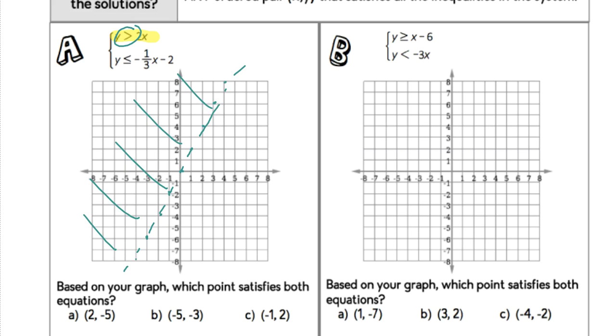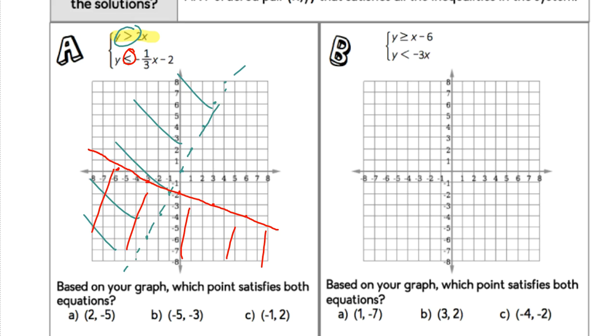The second inequality is y is less than or equal to negative 1/3 x minus 2. So it starts at minus 2, and it's going down 1 over 3, or up 1 left 3. So it looks something like this. This one has a less than or equal to, so it is a solid line across there. And because it's less than or equal to, I know it is shaded below it.